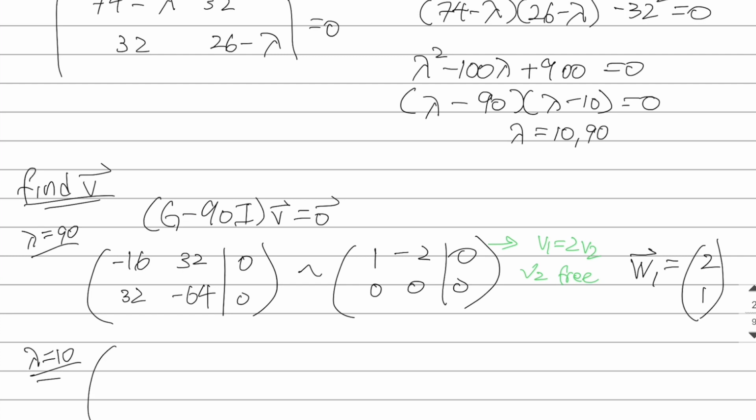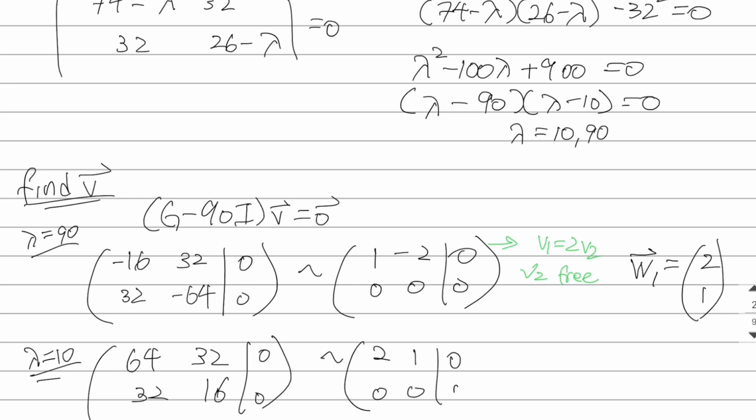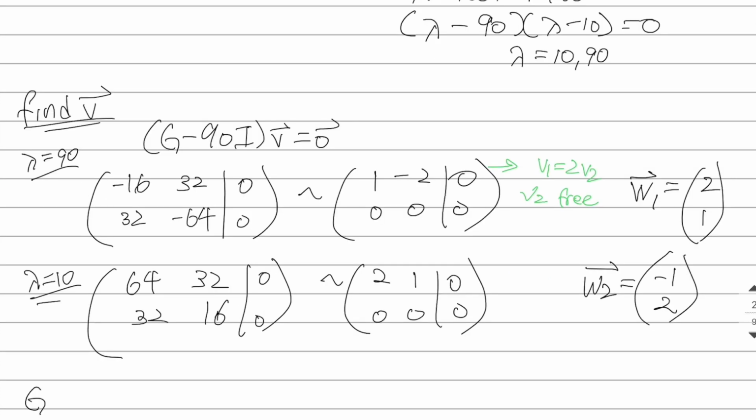At this point, when we plug in lambda is 10, we will get 64, 32, 32, and 16. If you row reduce this, you'll get 2, 1, 0, 0, 0, 0. At this point, I'm hoping you can see that the second eigenvector here is going to be a 2 and a negative 1. Because G is symmetric, you should verify that if I were to take these two eigenvectors and take their dot product, I get 0. They are supposed to be orthogonal.